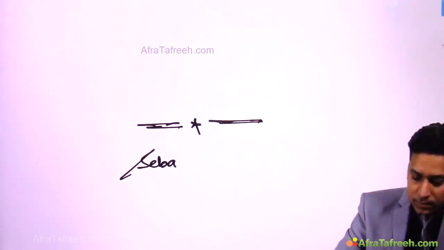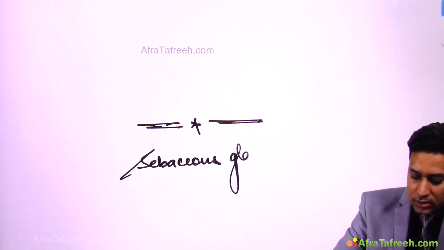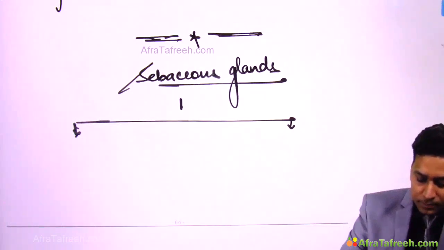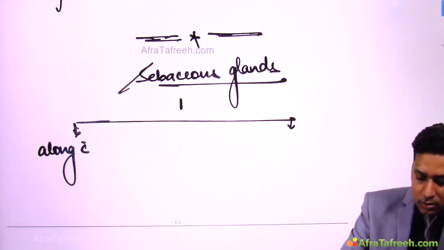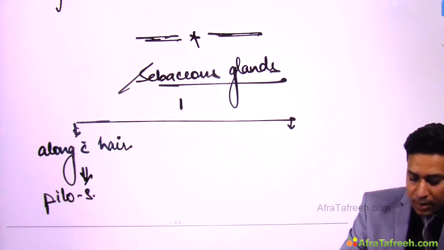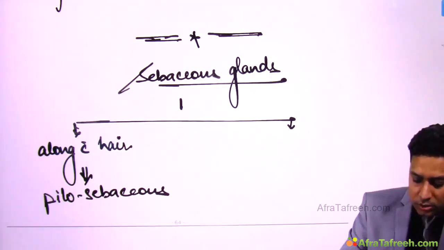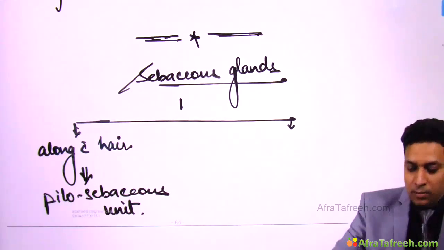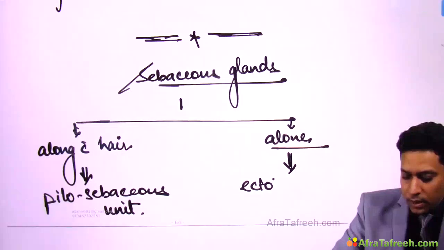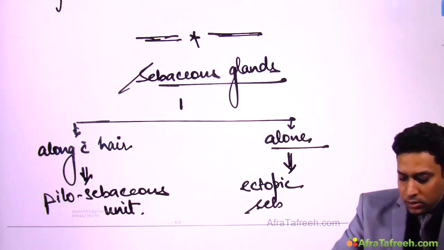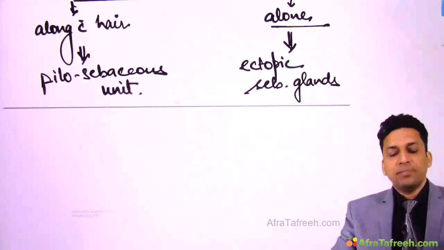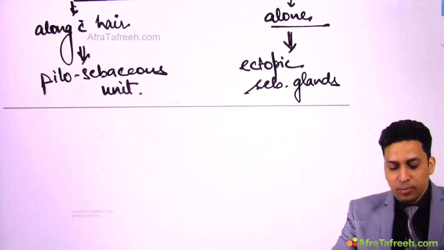Next is sebaceous glands. Now these sebaceous glands are generally present along with hair follicle, and when they are present along with hair follicle, we call them pilosebaceous unit. But sometimes they are present alone, and when they are present alone, we call them ectopic sebaceous glands.